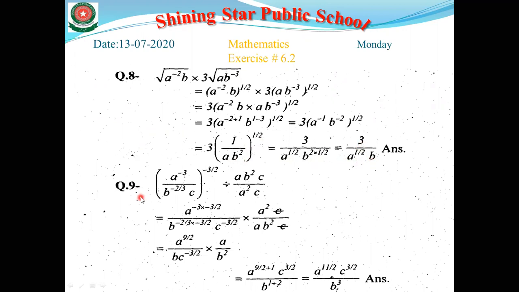Okay. Now question number 9. (a^-3 b^(-2/3) c)^(-3/2) divided by a b square c divided by a square and c.